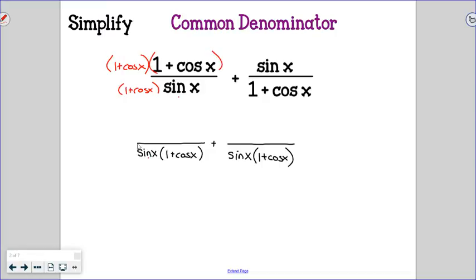This is unique. We have not seen something like that yet where it is 1 plus cosine times 1 plus cosine. When we run into something like that, it is a binomial. You must FOIL. And we just follow our rules for foiling. So 1 times 1 is 1. 1 times cosine is cosine of x. 1 times cosine is cosine of x. Cosine times cosine is cosine squared.